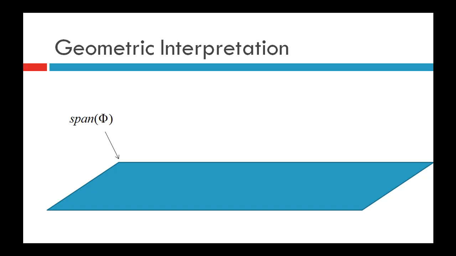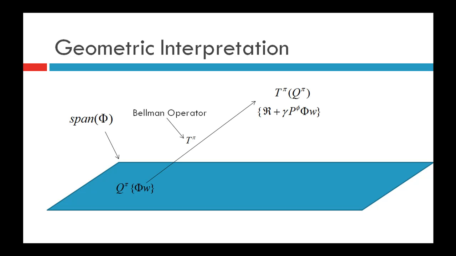So suppose this plane or hyperplane represents the span of the matrix phi, where span is the set of all possible linear combinations of the columns of the matrix phi. The value function phi times w is a linear combination of the columns of the matrix phi defined by the weight vector w. The resulting vector phi times w is going to be in the span of phi, since it is a linear combination of its columns. So the value function q pi, that is phi times w, will be on this hyperplane.